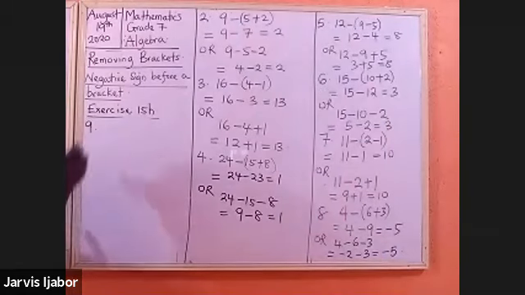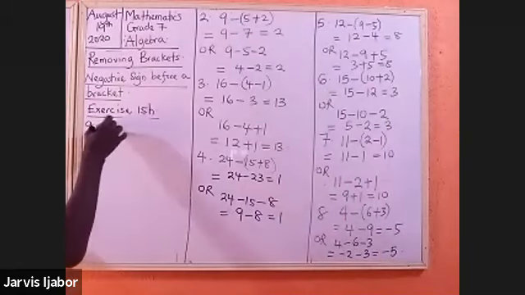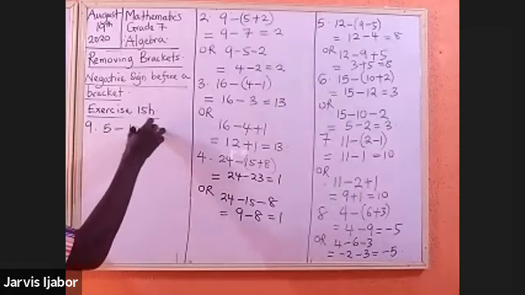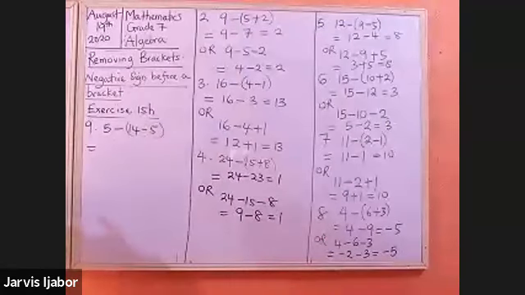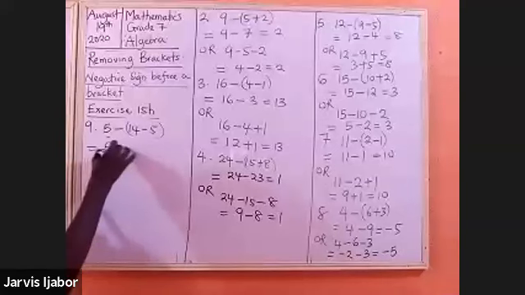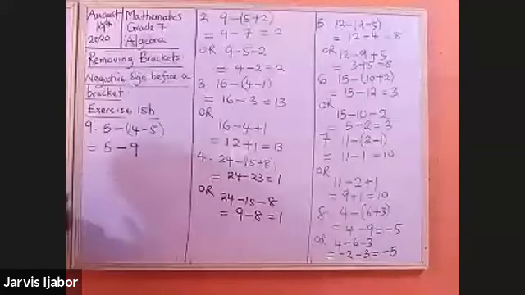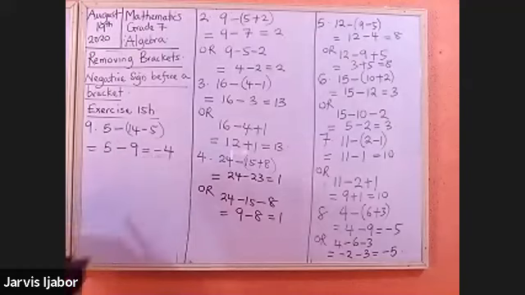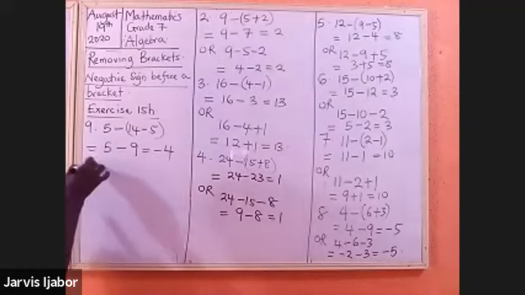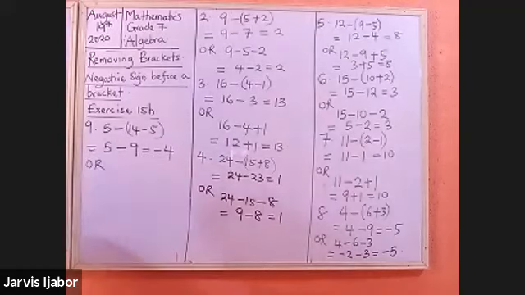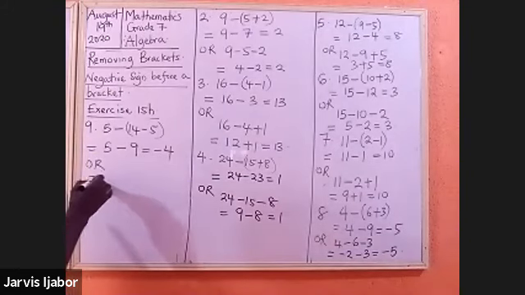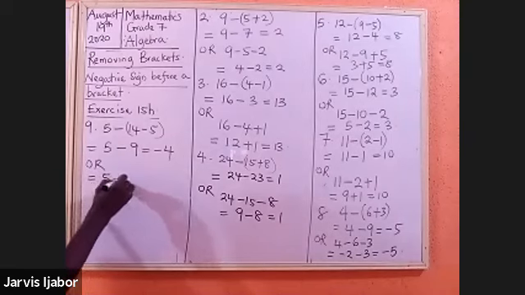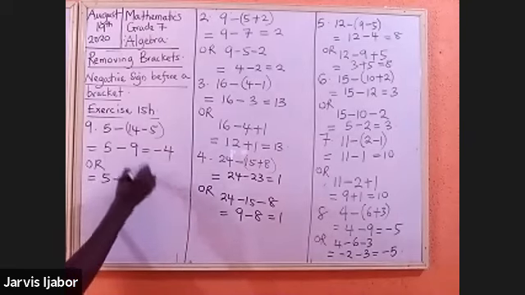In question 9, you're going to have 5 minus 14 minus 5. What would that be? This will be 5 minus 9. 14 minus 5 is 9, and that will be equal to minus 4. Or this will be what? 5 minus 14 plus 5.